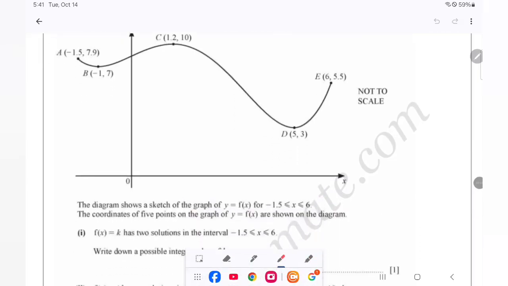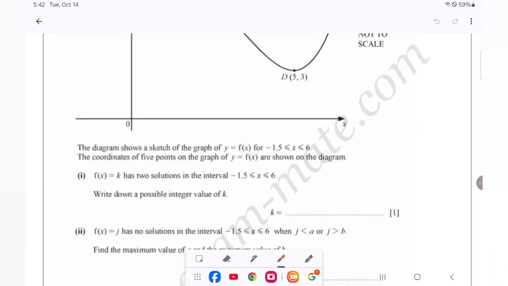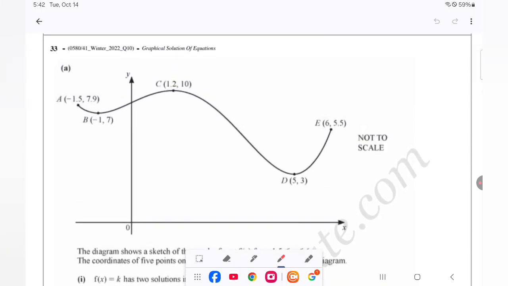Question 33. The diagram shows a sketch of the graph y is equal to f of x, for negative 1.5 less than or equal to x less than or equal to 6. The coordinates of 5 points of the graph y equals f of x are shown on the diagram. In the first part, f of x is equal to k has two solutions in the interval on the given condition of x. Write down a possible integer value of k. For that, first we have to know that this is our x and this is our y.